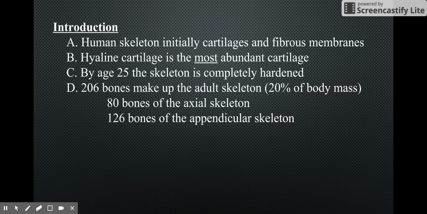So just to start off, a quick note is that your skeleton doesn't start off as really hard bones the way you have them now. It actually starts off as different cartilages, mainly hyaline cartilage, and some membranes. But by the time you turn 25, all of your bones will have completely hardened. And a quick note, you have 206 bones in your adult body. There are actually more in a baby's body because some of those fuse together later to make some of the bones that we have.